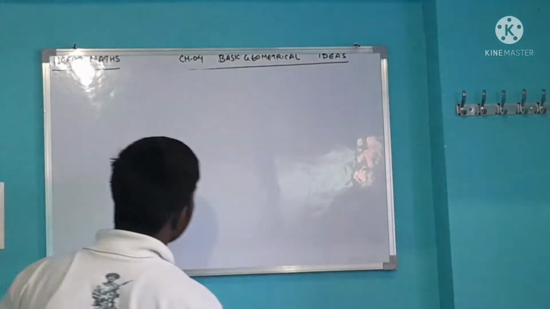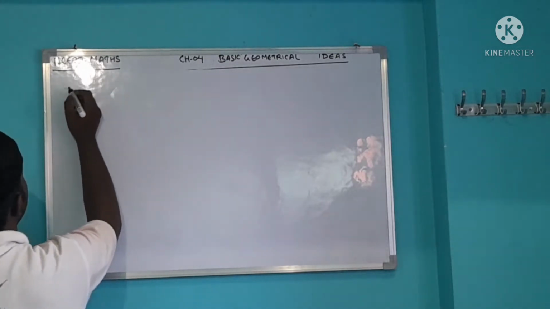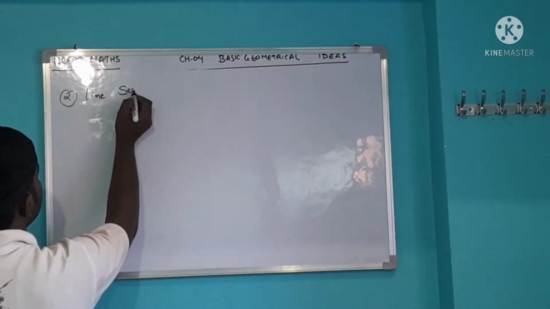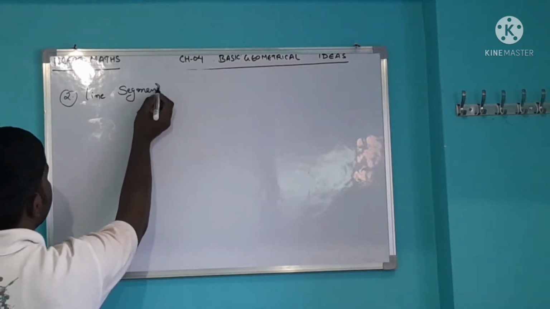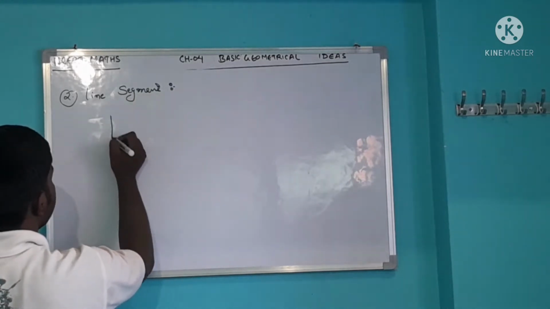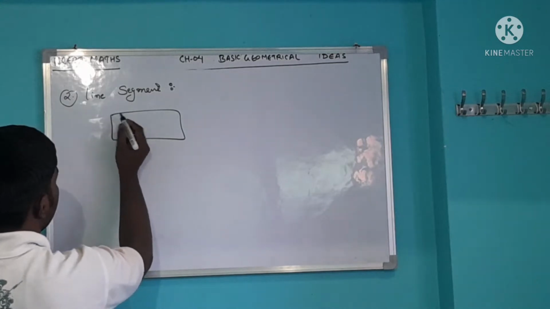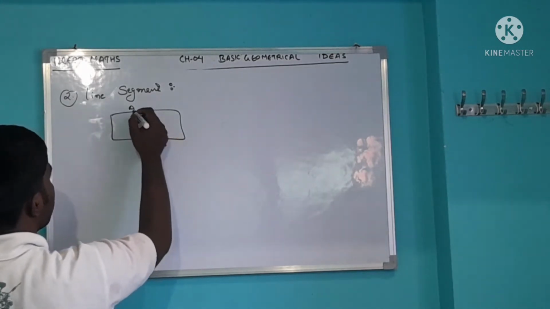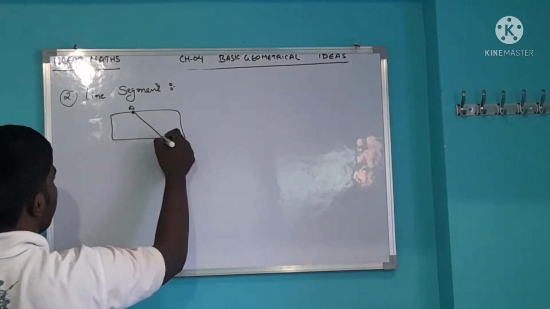Geometrical ideas are totally based upon points and segments. So our second topic is line segment. Line segment, we understand it by an example. We have a box and we have marked A and B here as dots, and we make a point.